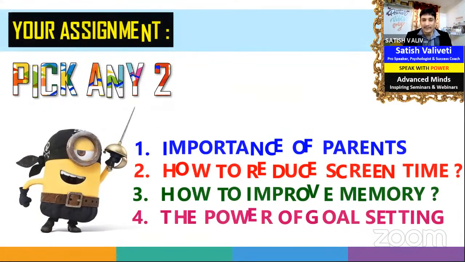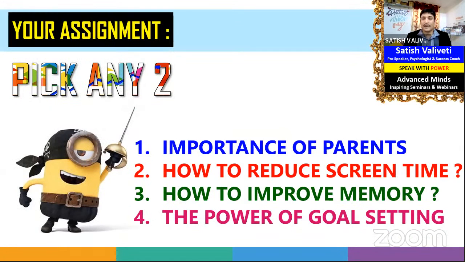I'm going to give you 4 topics. I want you to pick any 2. First, write down the 4 topics, please. Write down the names of topics. Number 1, importance of parents. Please make a note of them. Your assignment: I'm going to give you 4 topics. Number 1, importance of parents.